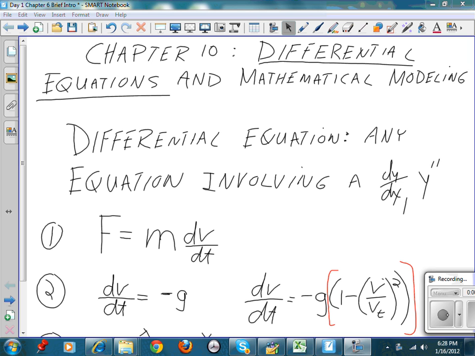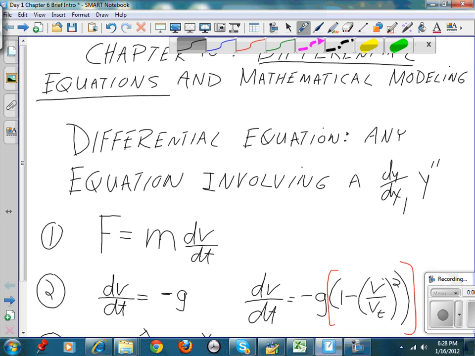I know at Ohio State they have a biological statistics lab where they model cancer tumors, for instance, with differential equations. So anyway, the title is Chapter 10. We're in Chapter 10, and we're talking about differential equations and mathematical modeling.